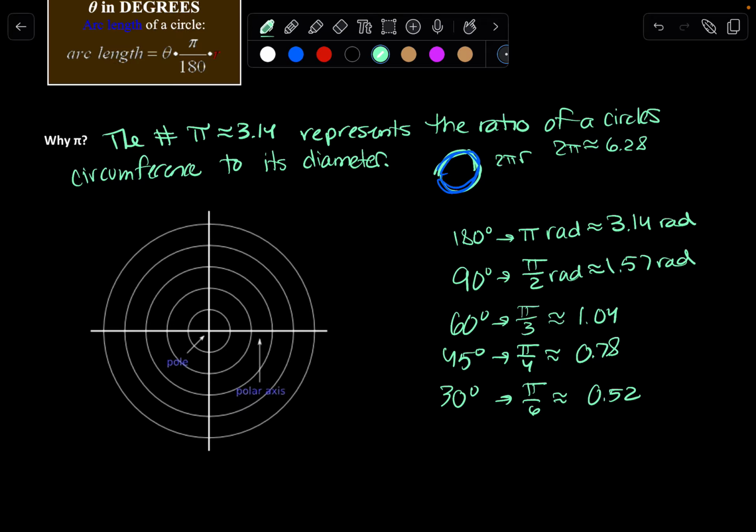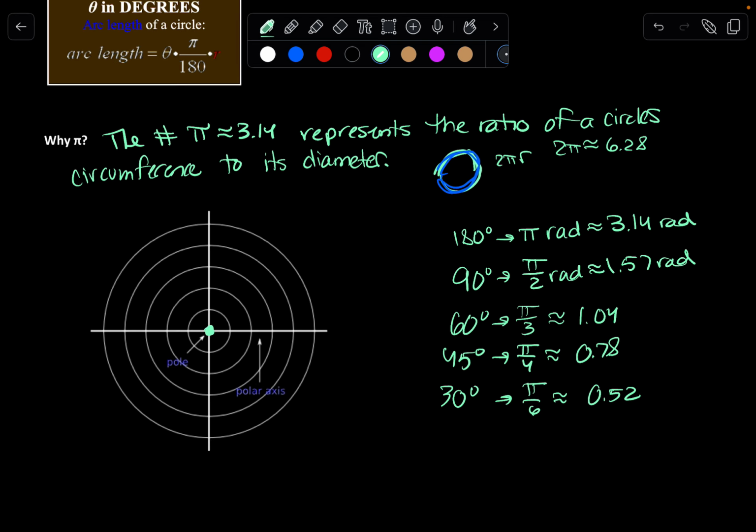Okay, so these are just some important ones that you should recognize if you were to see them in decimal form. And something else that we should talk about is, so we have this graph here. We have it centered at the pole, and we have concentric circles, which means all of the circles are centered at the same point, which is the pole here.